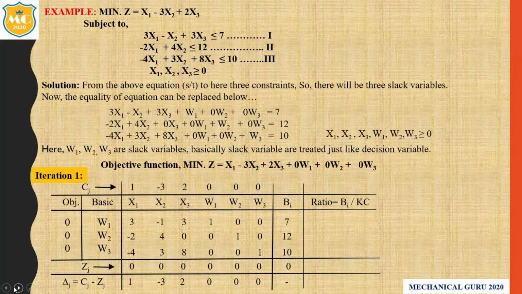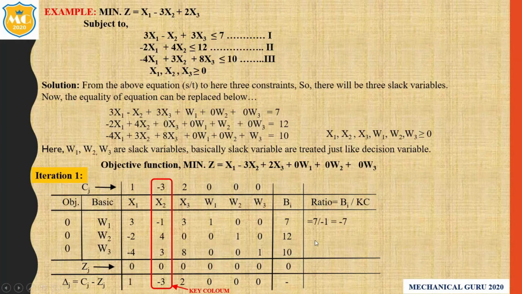So here the most negative number is minus 3. So this is our key column. Next we have to find out the ratio. Ratio is nothing but Bi by Kc. So 7 divided by minus 1.